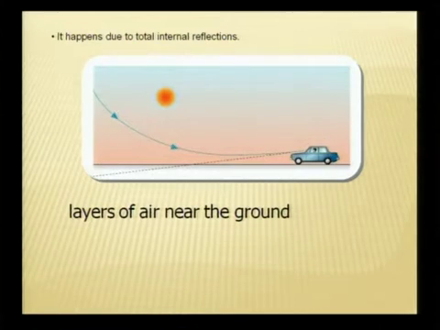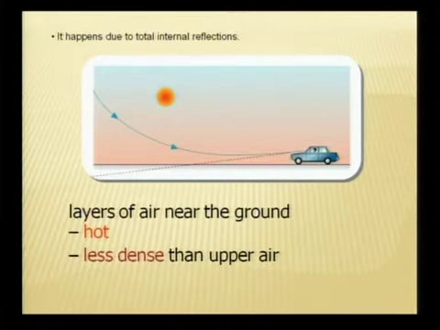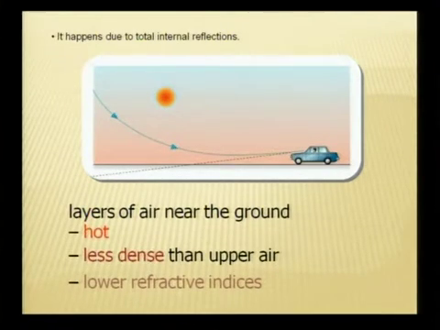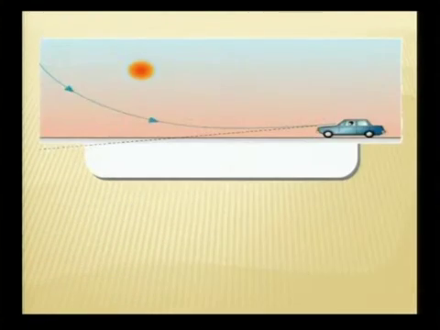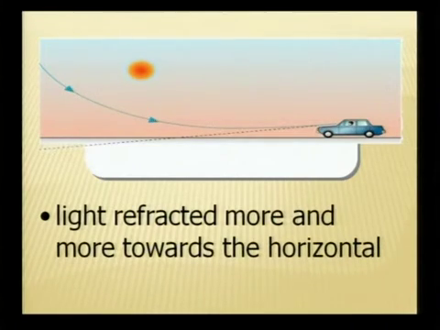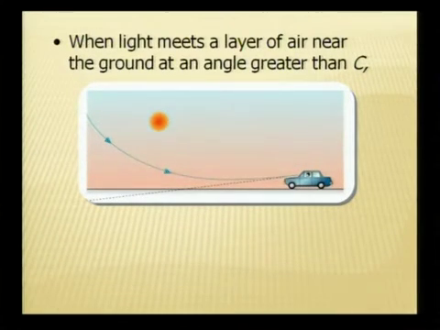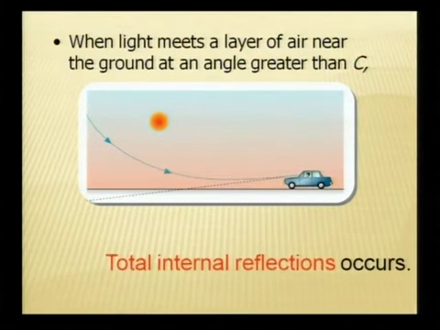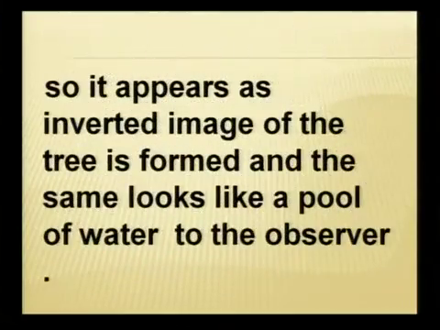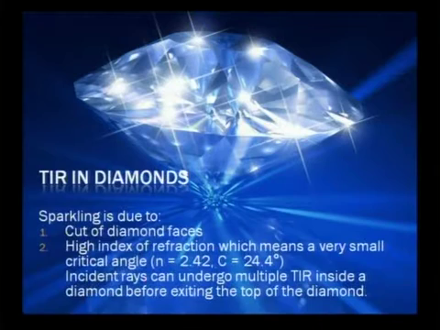The layer of air near the ground is hot, so its refractive index is lower than the upper layers. So, light refracts more and more away from the normal. When light meets a layer of air near the ground at an angle greater than the critical angle C, total internal reflection occurs. So, it appears as an inverted image, as we learned.